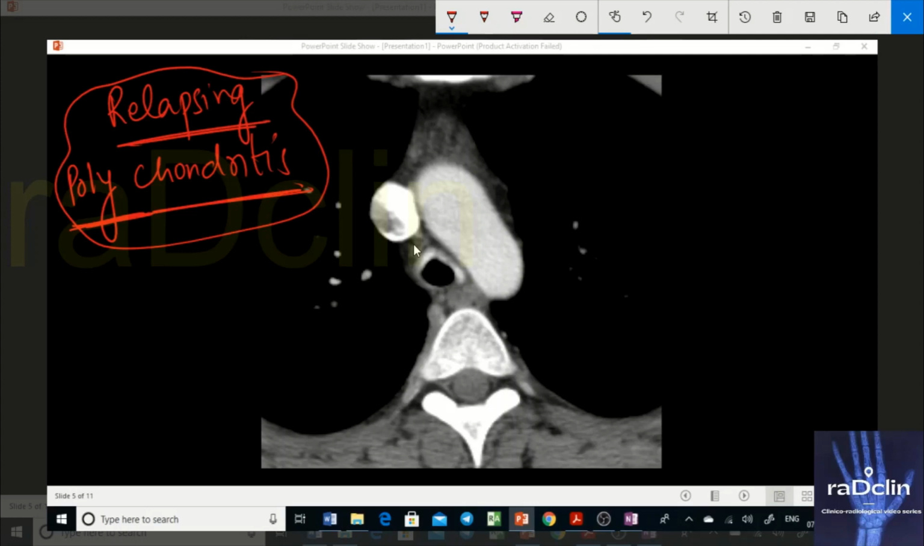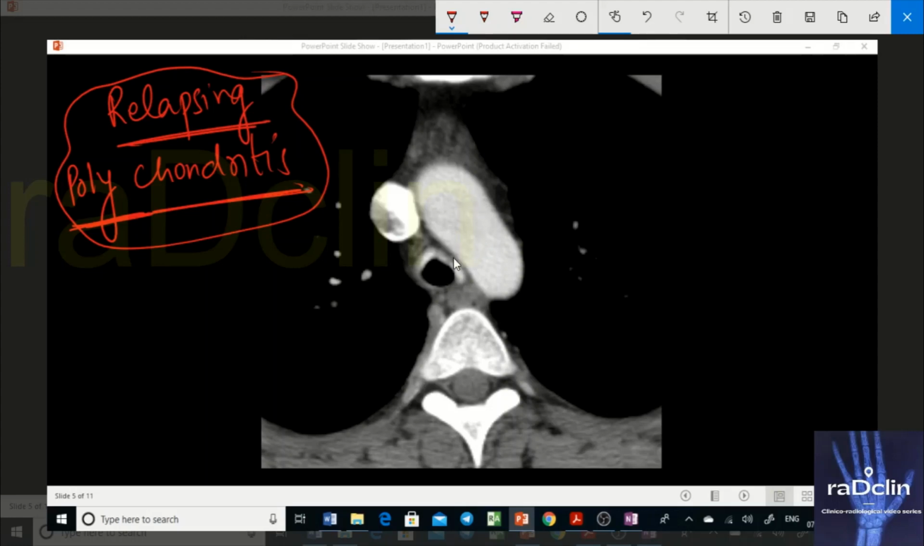So that is relapsing polychondritis. That is one entity that we need to know. Even the bronchi can also get affected. Why? Because bronchi also have cartilage. But there are cartilages at multiple locations in the body that are affected in relapsing polychondritis.